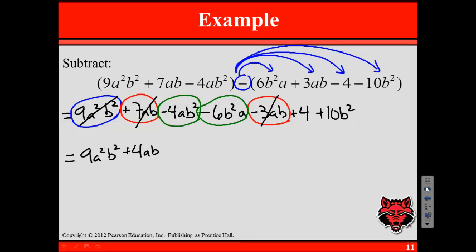We combine the coefficients. Minus 4, minus 6 make minus 10. And conventionally, I write the variables in alphabetical order. So I would keep the form ab squared.